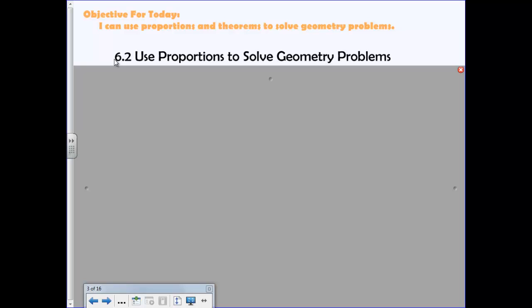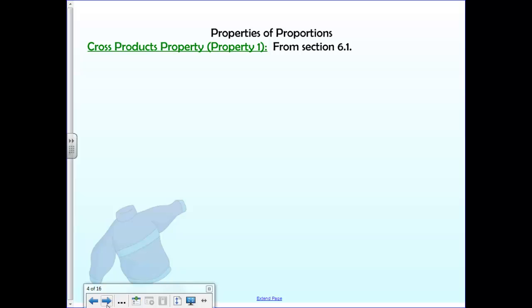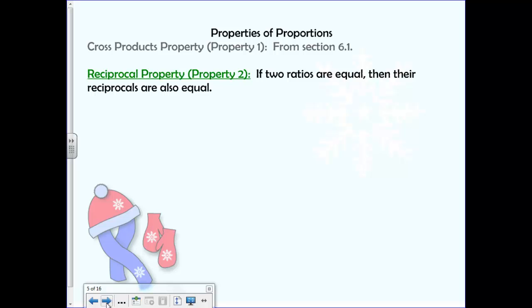Similar polygons, that actually doesn't come until probably 6.3, but we'll eventually get there. Today, just like our objective says, we're going to use proportions to solve geometry problems. The first property, which is from 6.1, is the cross products property. What's the cross products tell us to do? Cross multiply, right? The new one for today is called the reciprocal property.